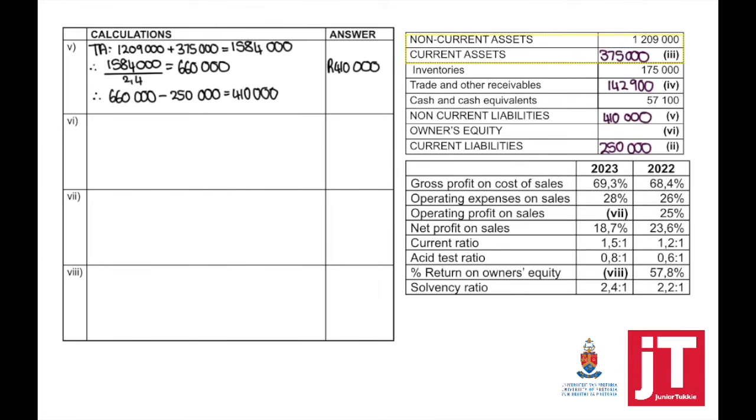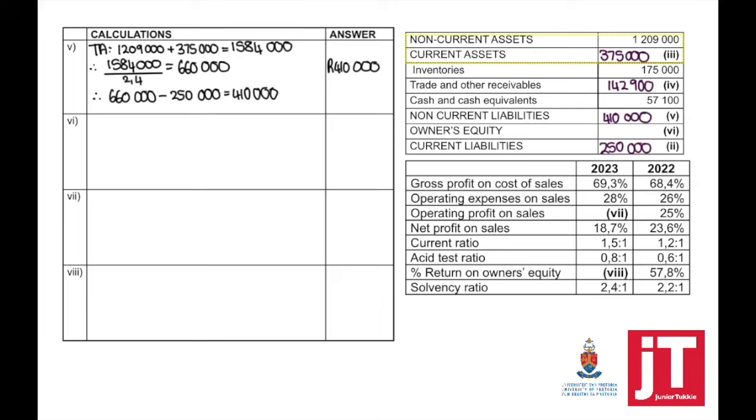Next one, we need to find owner's equity. Now, what is our options? I cannot use any of these financial indicators to find the owner's equity. I do not know what's the percentage of my return on owner's equity. That first needs to be calculated. So, what is my options now if I cannot use the financial indicators?